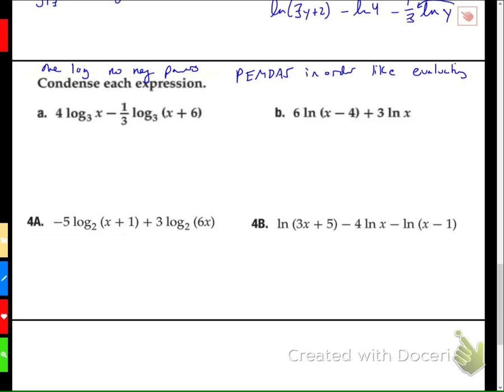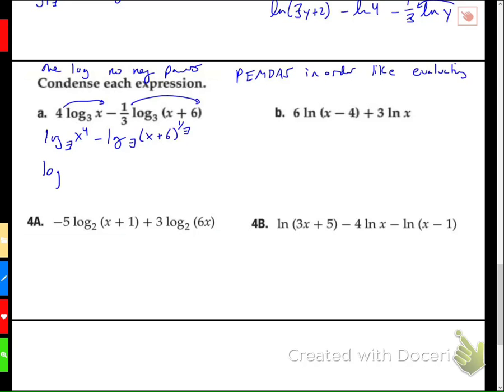Okay, so anything that would have had a negative power needs to actually just be in the denominator. All right, so this 4, he can come up here. This 1/3, he can come up here. All right, so log base 3 of x to the 4th minus log base 3 of x plus 6 to the 1/3. So deal with the powers first. Deal with exponents first there. Okay. And then we have to deal with the subtraction.